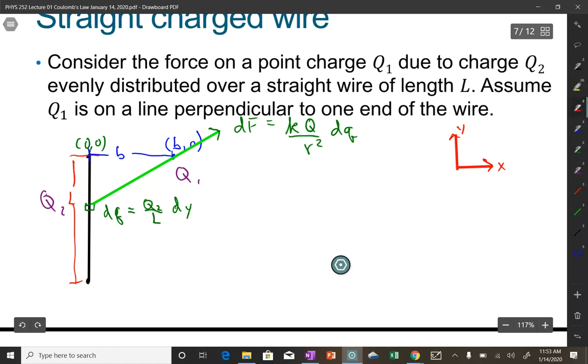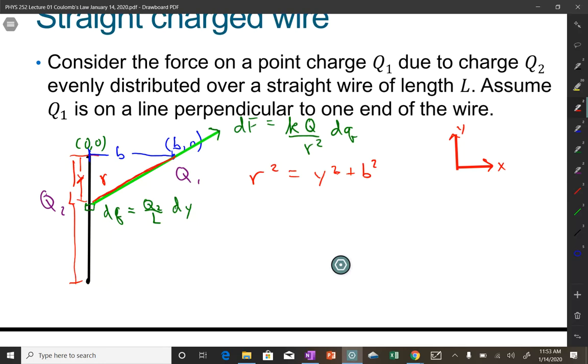What is r? What is the definition of r? r is radius. Between what? I'm going to say B and the point. So that's why this is r and that's B. Yep. So in terms of y and B, I can write that r squared is equal to y squared plus B squared. Right? That's our Pythagorean theorem. Yes.